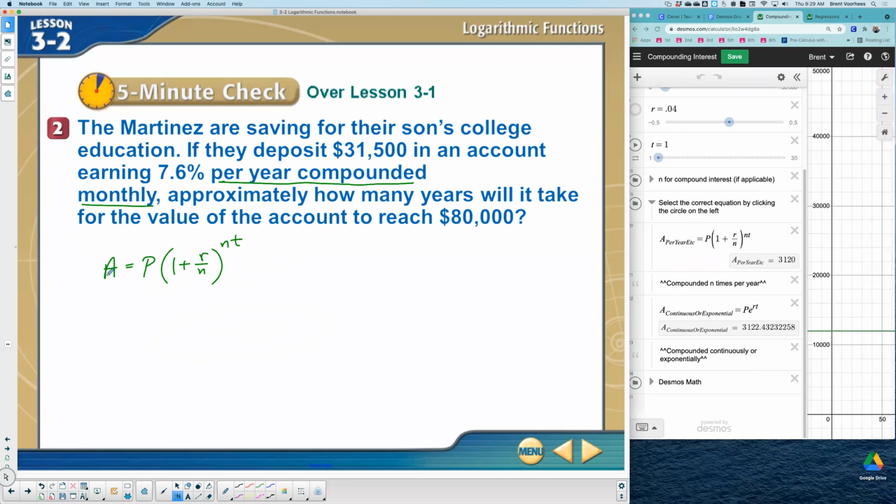Let's fill in. Did they give us a final amount on this problem? Yes. What's the final amount? 80,000. That's my A, my final amount. So 80,000, and I'm not going to write the comma here because I'm not going to type it in the Desmos, so it'll mess it up. Okay, did they give us a starting amount? Yes, they did. 31,500.